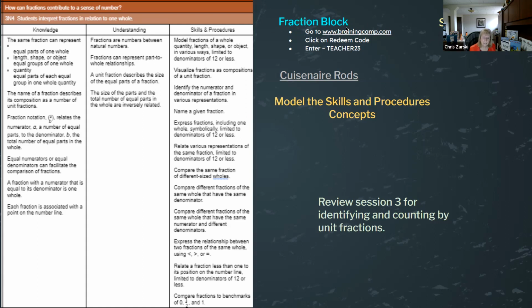We looked at fractions within Braining Camp. There was the code if you hadn't gone in. We looked at Cuisenaire rods again, building a unit fraction on a Cuisenaire rod. And then once I understand how to build the unit fraction on the Cuisenaire rod, then I could put 2 of those pieces on top. And then I can reflect it as more than just a unit fraction. But I have to understand what a unit fraction is that I'm building as I make it.